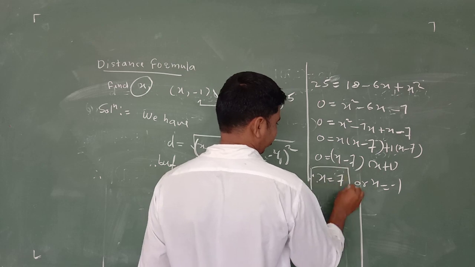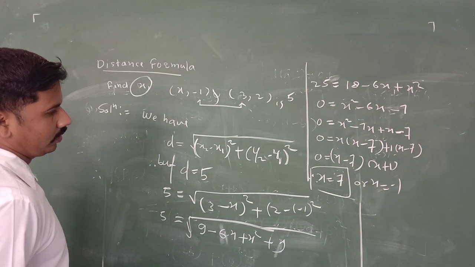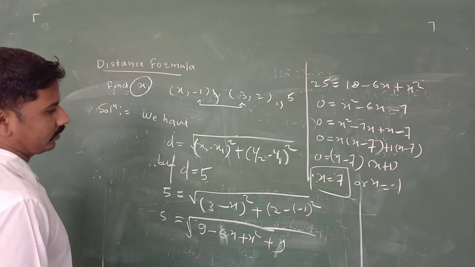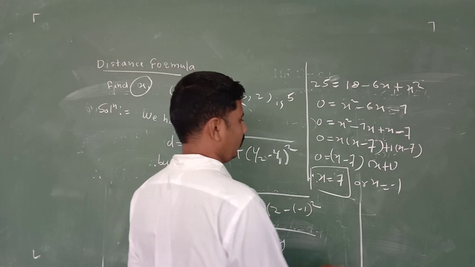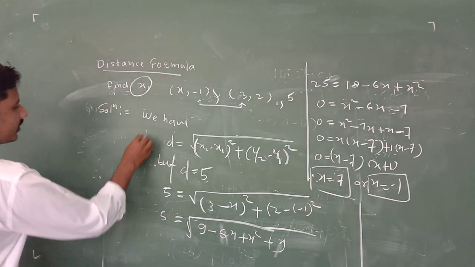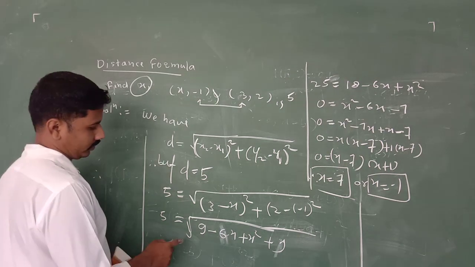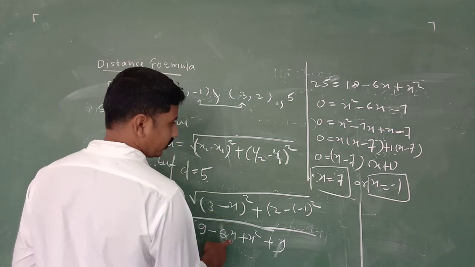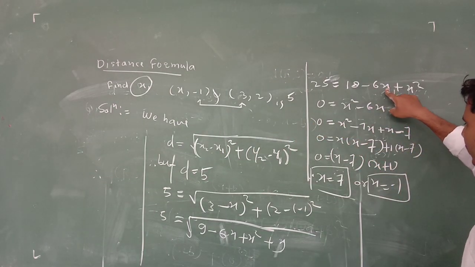So x will be 7, or minus 1. We have to validate the answer. x is equal to 7 or x is equal to minus 1. We will verify this answer here, the one with 3 minus x. After putting the value instead of x, put the value here. Here put 7 instead of x.